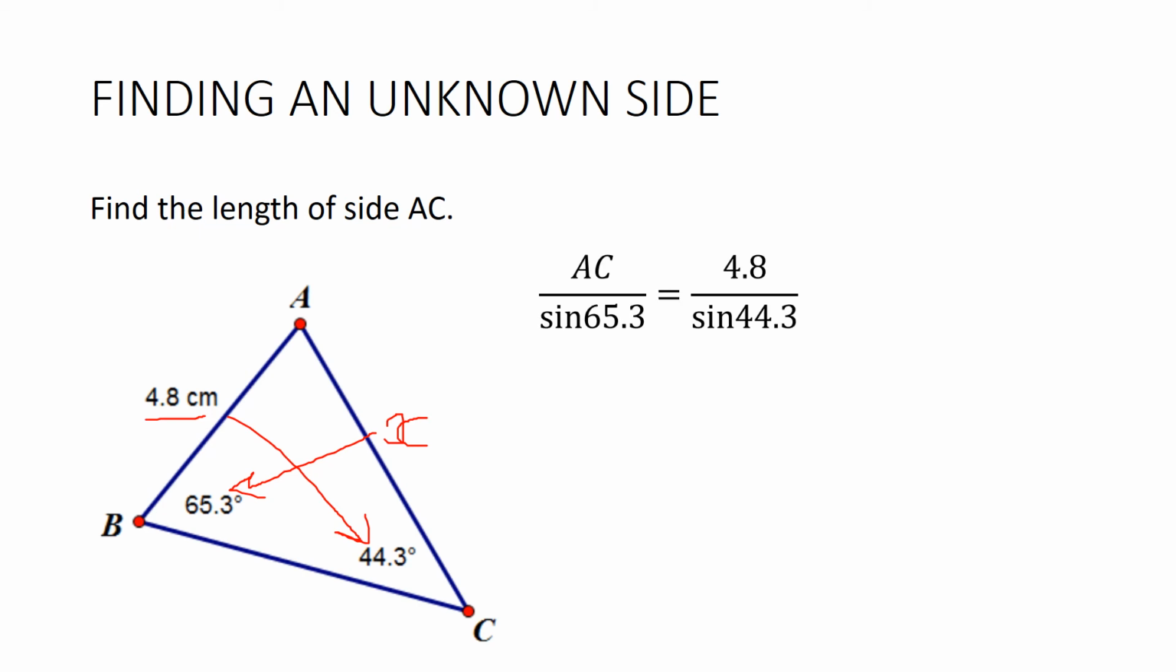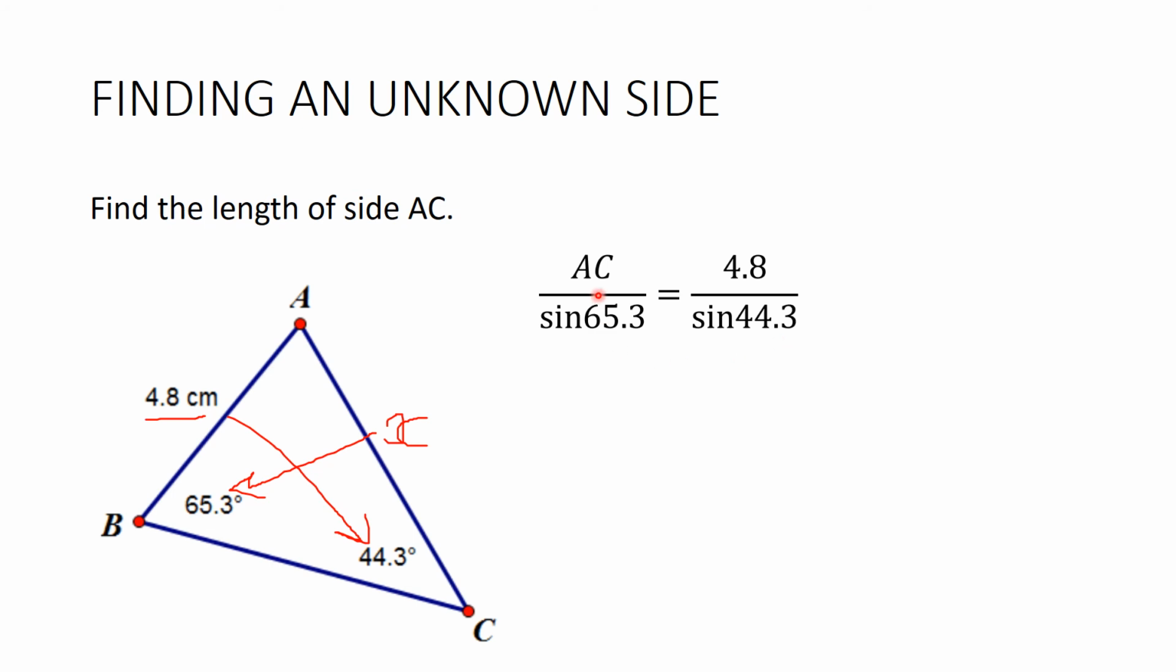So this is what it is here. I've used AC instead of the X. But can you see what I've done? AC over sine 65.3. So they're a pair. Equals 4.8 over sine 44.3. It's very like similar triangles where you match up the sides and make a proportion statement. So AC over sine 65.3 equals 4.8 over sine 44.3.